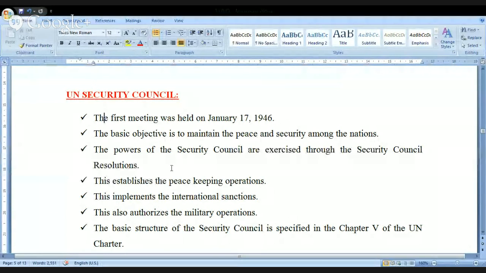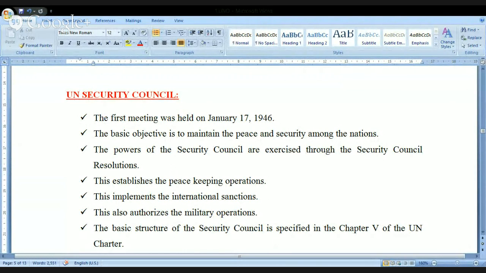But let me come to the rest of the institutions which are present in the United Nations, and let me show you the document straight away. So we have the second one. The next one is the Security Council. First one is the General Assembly, and now we are talking about the United Nations Security Council. So let's try to understand. So what exactly is this?